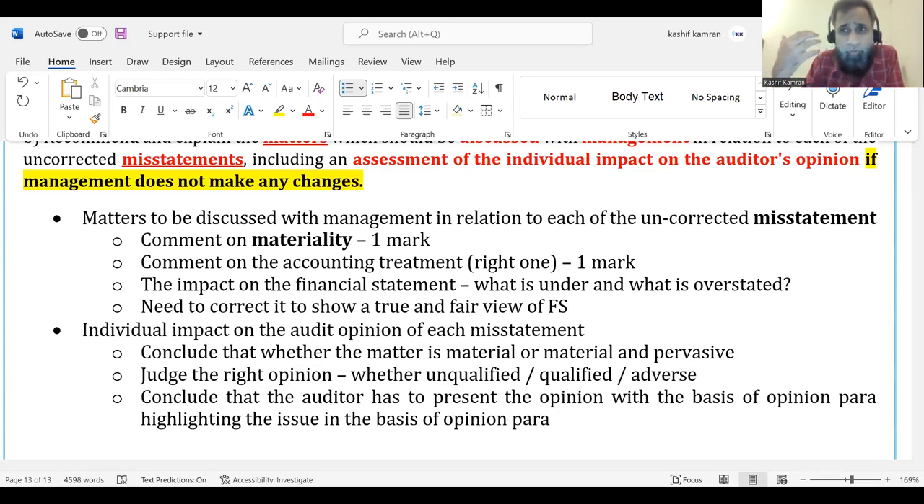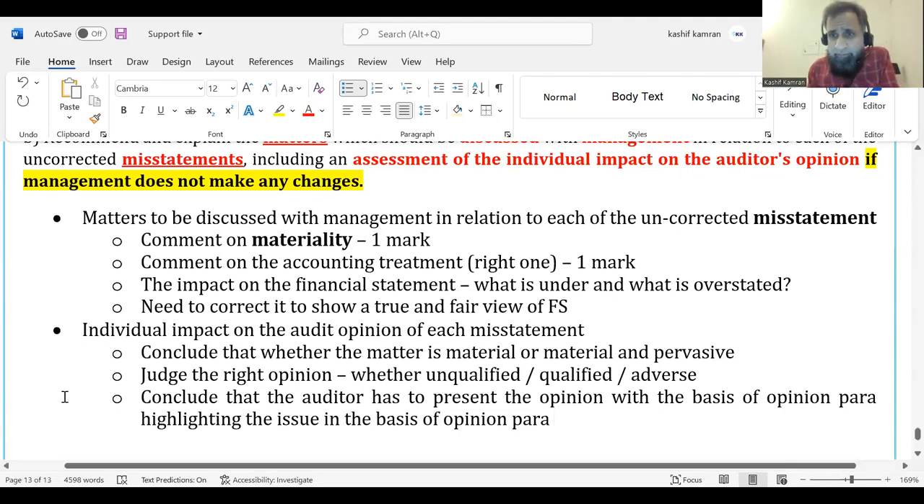And if you want to go further, for example, if you say it is a qualified opinion, you can further add that it will lead to a modified report. And if you just want to keep yourself to the individual impact on the opinion, that's fine. So see the number of marks, it's already like 7 marks. Every bullet is 1 mark, 7.